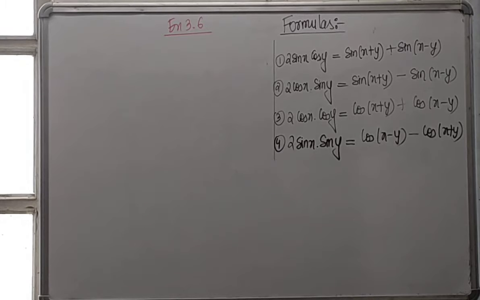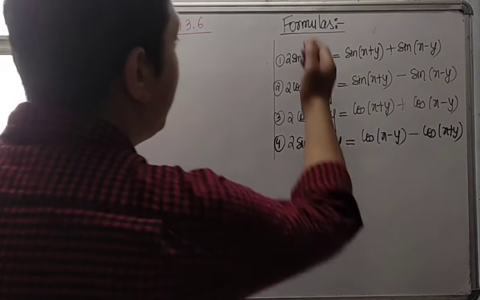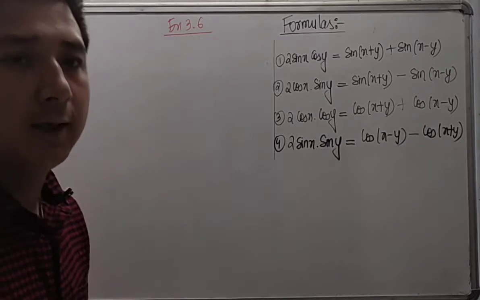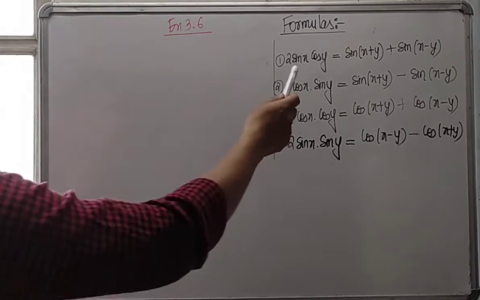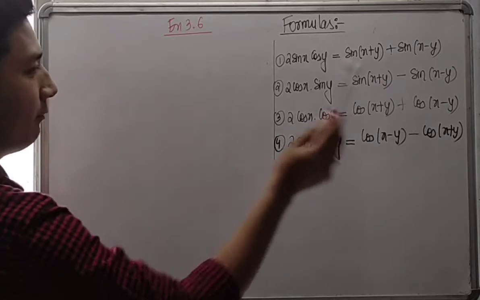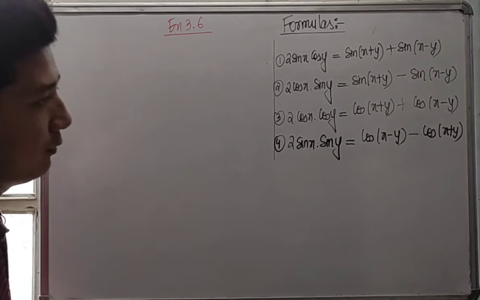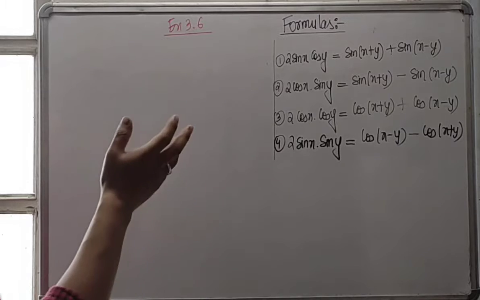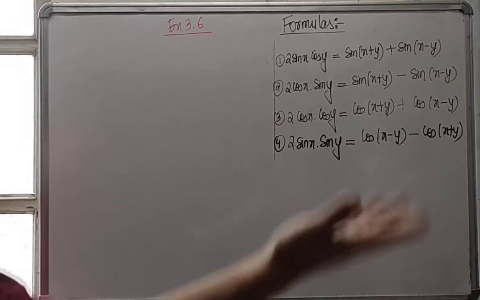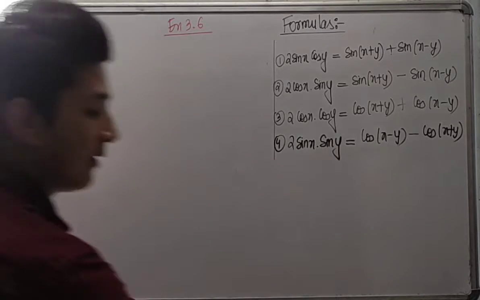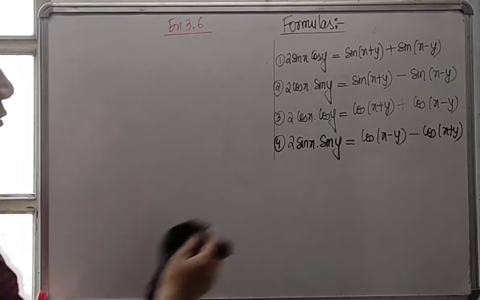So yesterday we started exercise 3.6 where we learned about these four formulas. Here we are converting from product to sum or differences. Now the next set of four formulas will be based on sum and differences in terms of product, just the vice versa of this. So let's remove this formula now.